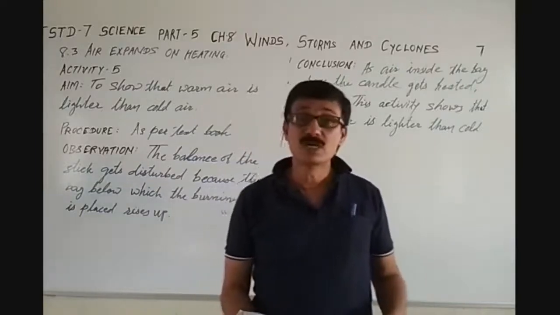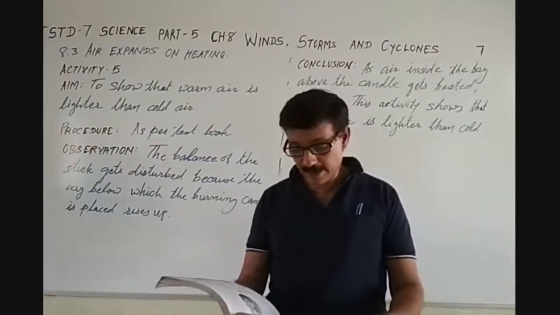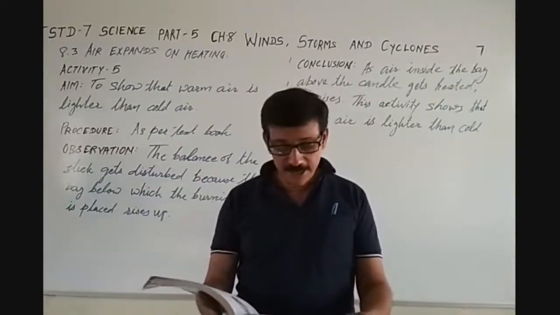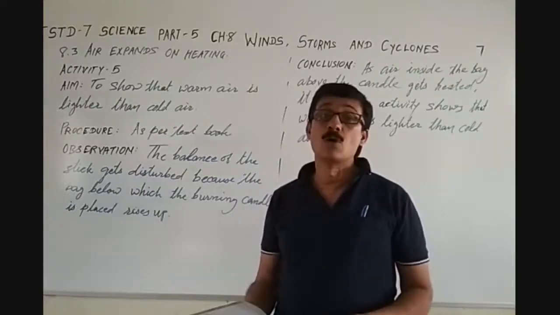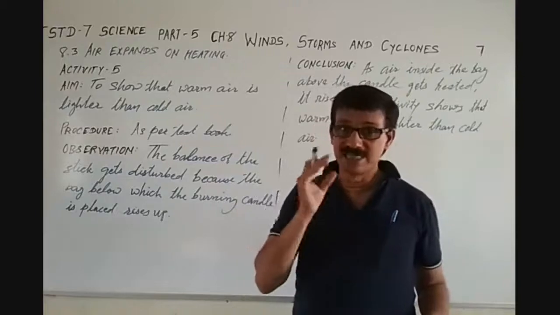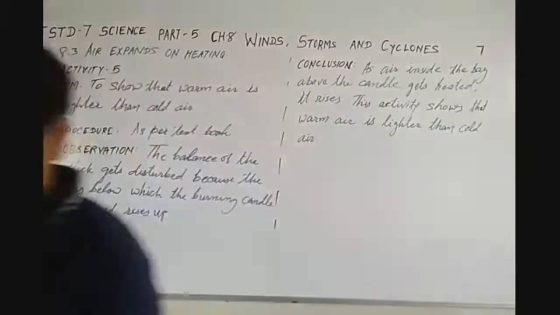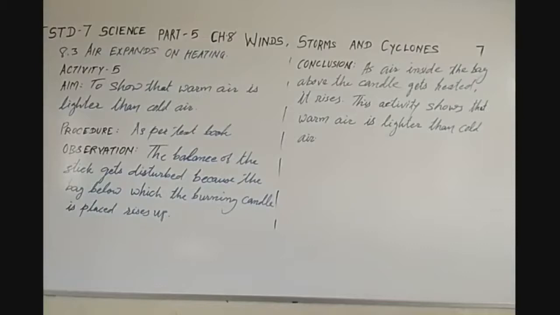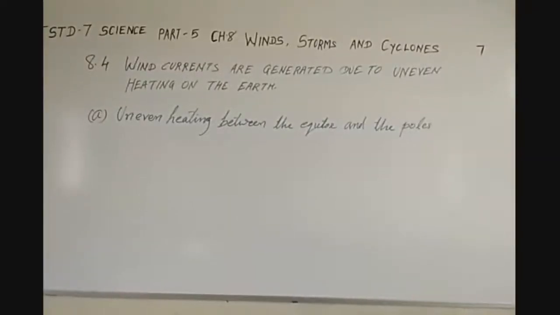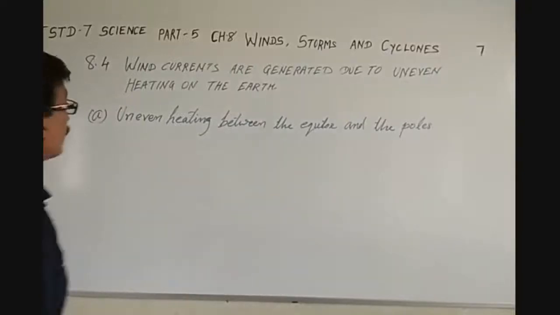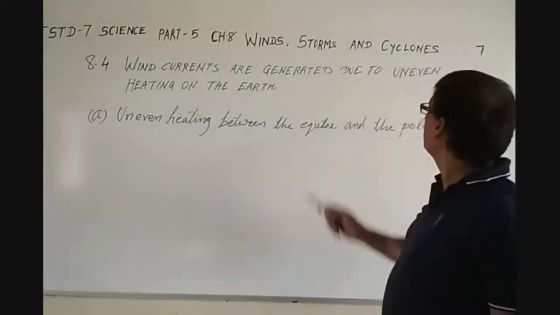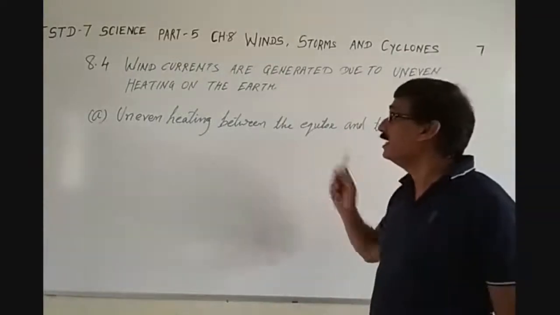Now we will try to understand wind currents, and wind currents are generated due to uneven heating on the earth. The next topic will be the same. Let's try to understand that topic. Now, wind currents are generated due to uneven heating on the earth.